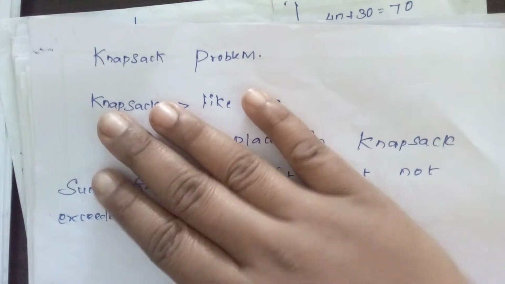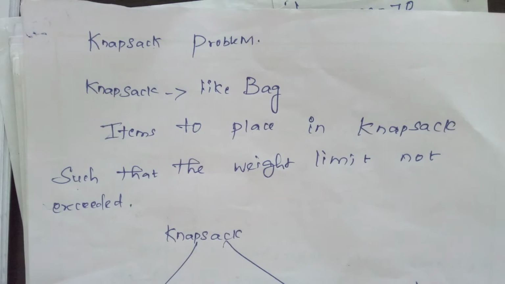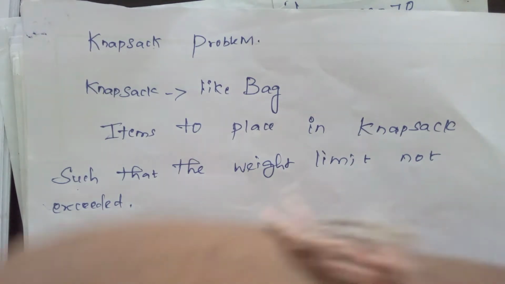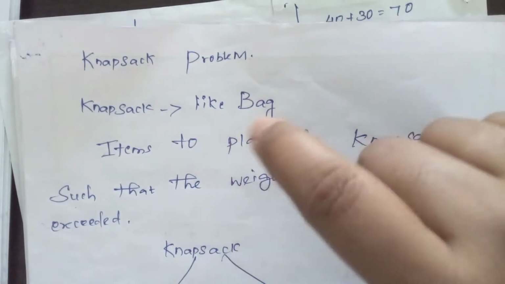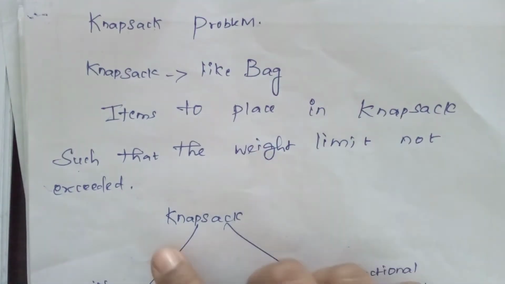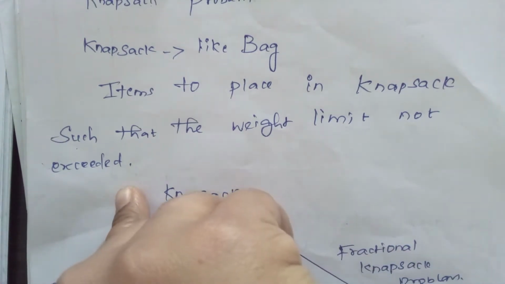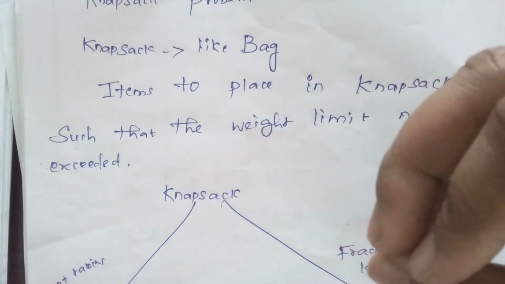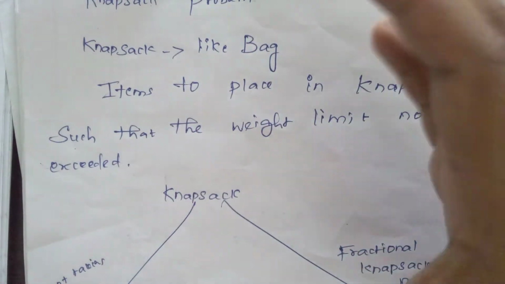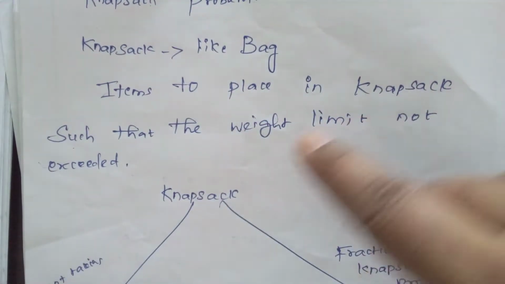It is nothing but like a bag. Knapsack means it is like a bag. For example, consider you are planning a tour. What will you do? You have to pack your things in your backpack. Same thing here also: the items are to be placed in the knapsack such that the weight limit is not exceeded. The backpack will hold only so much weight. That's what they are mentioning here, weight limit not exceeded.